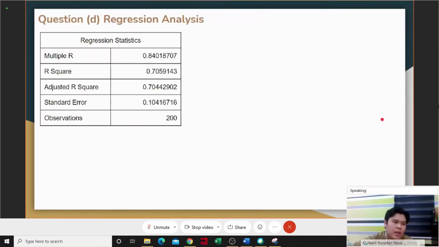For this part, I will explain how to predict the tensile strength based on the relative density, with tensile strength as the dependent variable and the relative density as the independent variable. This output is collected from Excel.